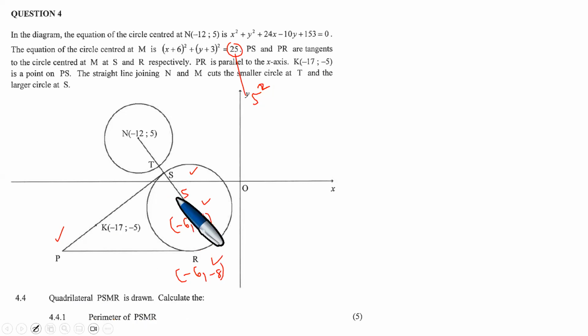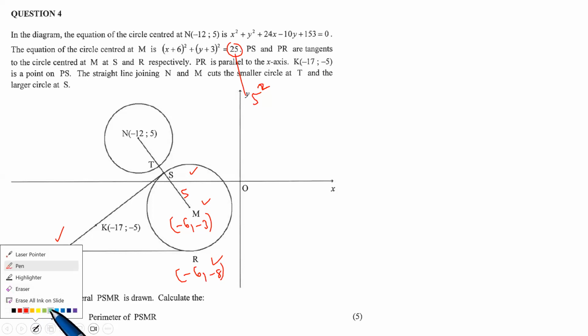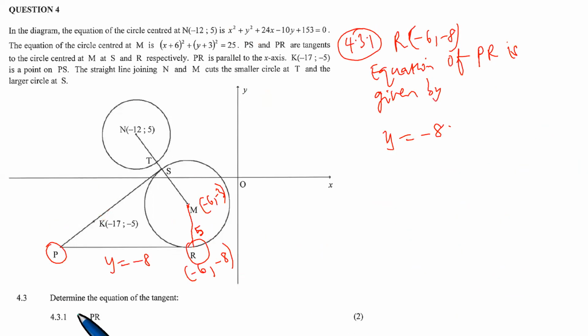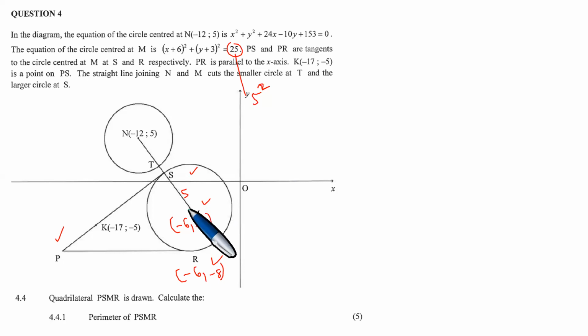And we want to find now the perimeter of the shape PSMR. It's easy. We find that this one is 5 units. Also we know that this one here is also 5 units. This one here is 5 units, so we can find this one here. 5 units. Goodness me, 5 units. What is the length of the tangent?